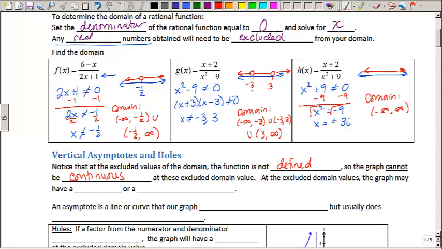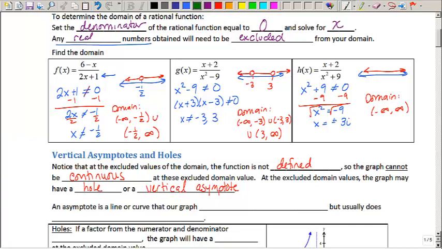And there's one of two things that can happen. At the excluded domain values, the graph may have a hole, making it non-continuous, or it may have a vertical asymptote. So those are the two things that we're going to look at. What is a hole and what is a vertical asymptote?